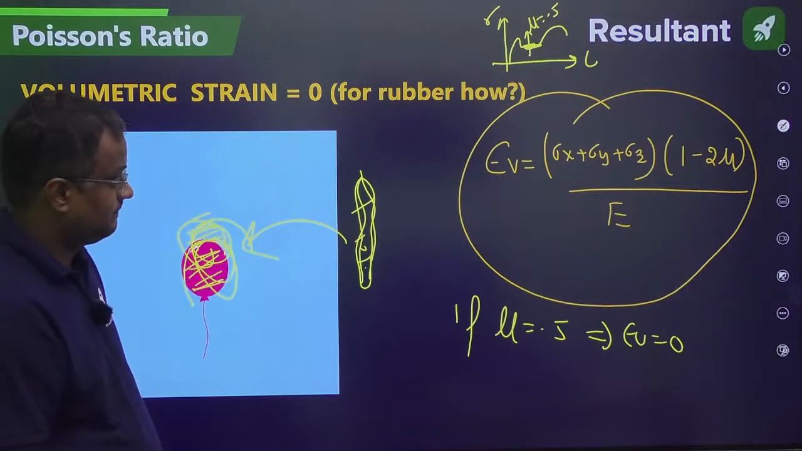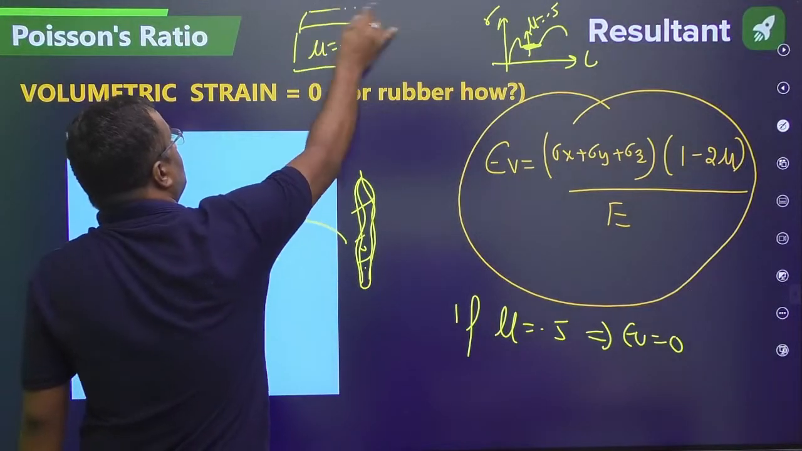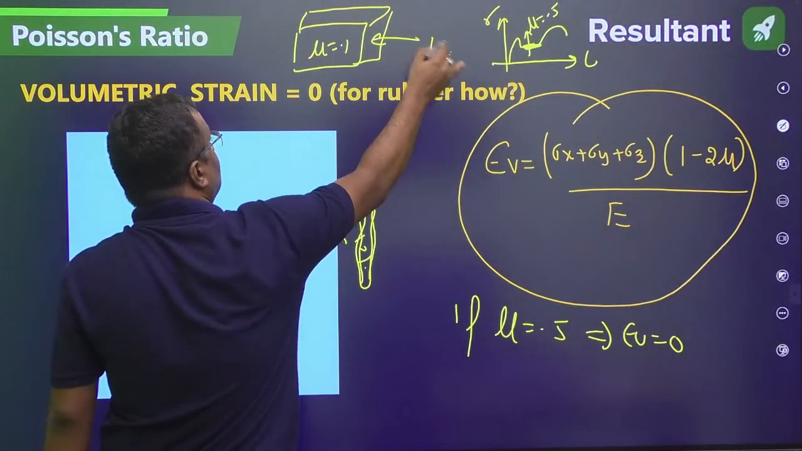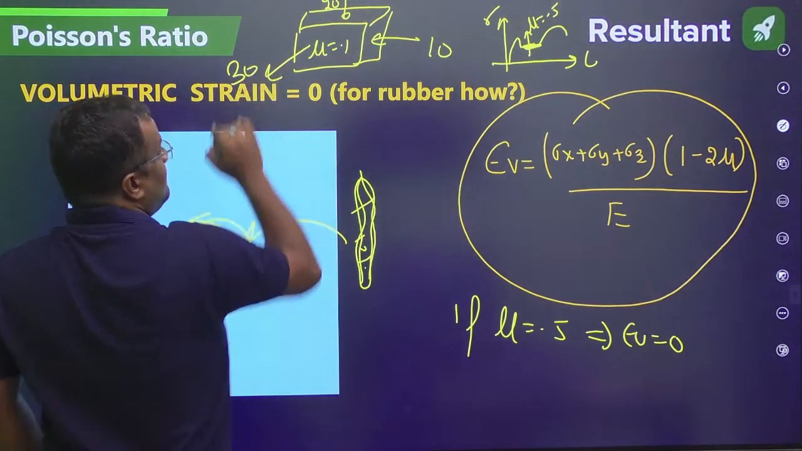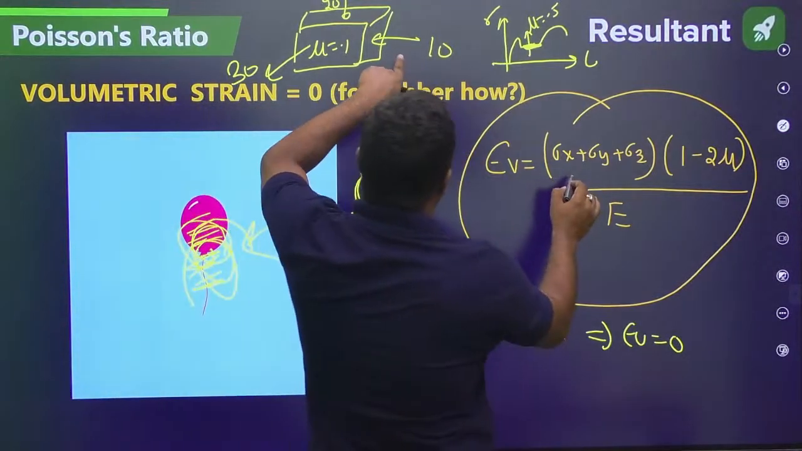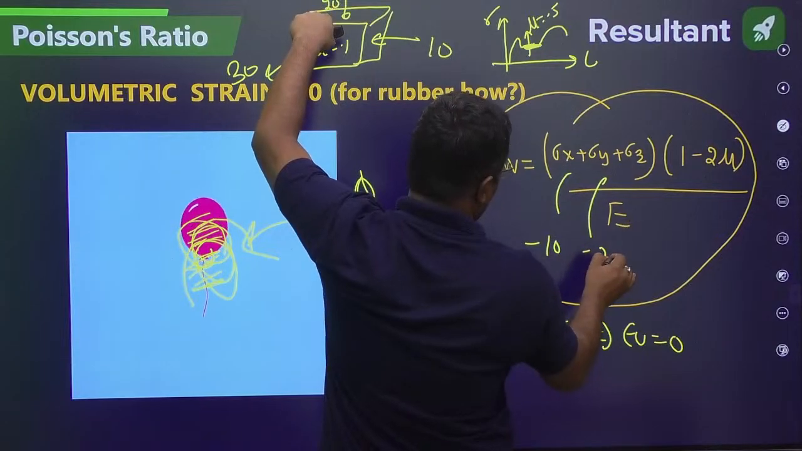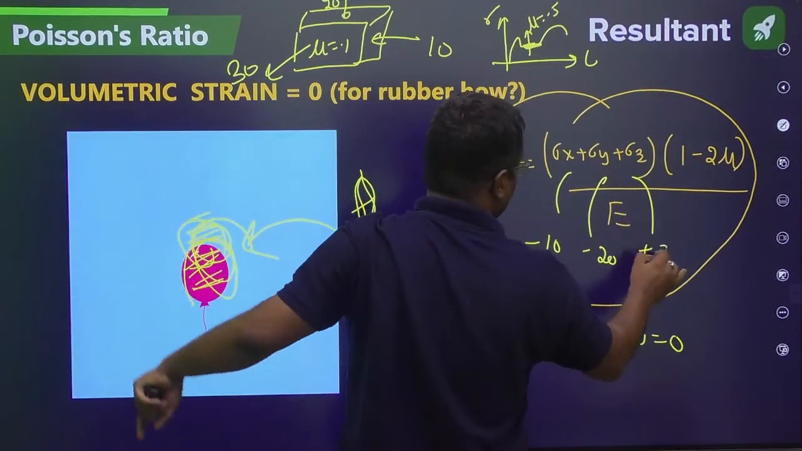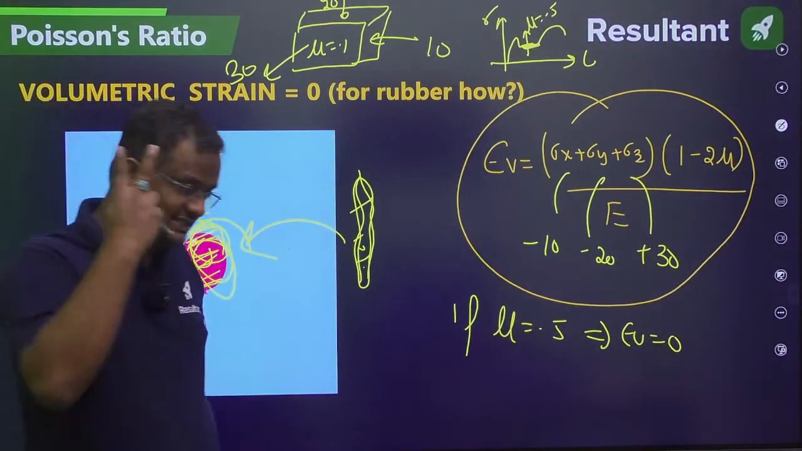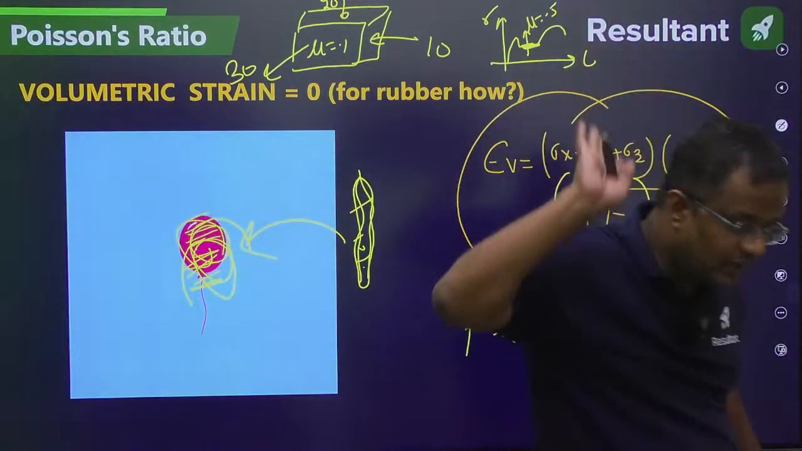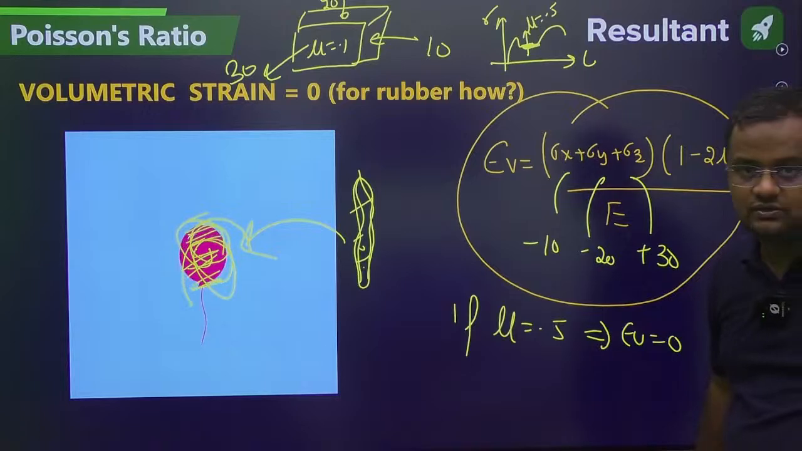Or one more case. If mu is not 0.5, suppose mu is 0.1, but forces are like 10, 20 and 30. So sigma X is minus 10, sigma Y compression, so minus 20, sigma Z tension plus 30. So here also it is 0. So two cases where volume change is 0: either mu is 0.5, or sigma X plus sigma Y plus sigma Z is equal to 0.